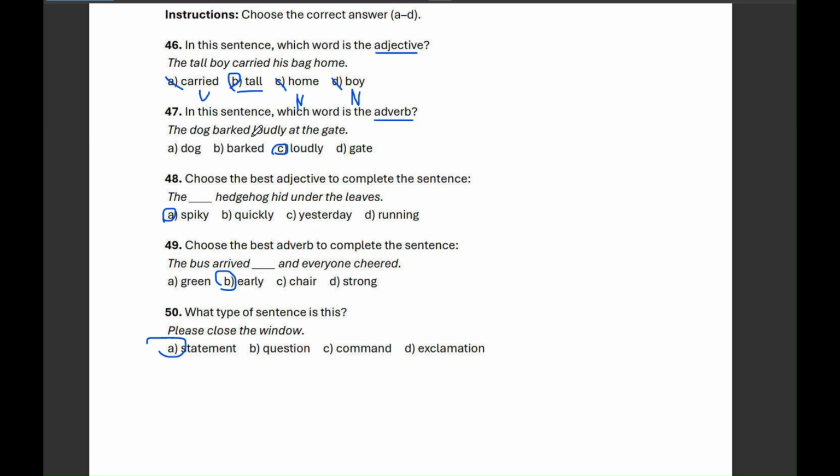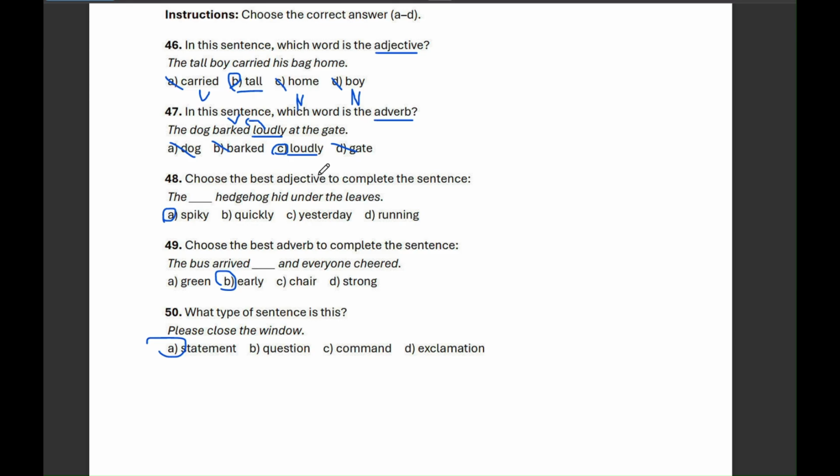Let's consider why some of these are incorrect. As the explanation states, A, dog, and D, gate, are both nouns. They name a person, place, or thing. Option B, barked, is a verb, which describes an action. Therefore, the correct answer is C, loudly. The explanation for this is that loudly tells us exactly how the dog barked, describing the action of barking, which is the role of an adverb.